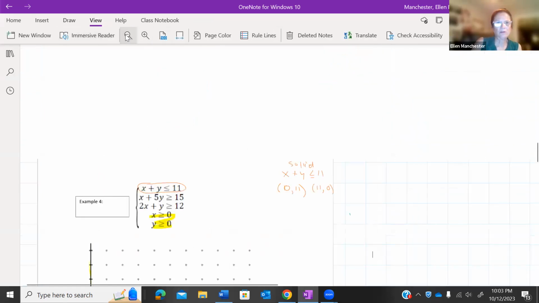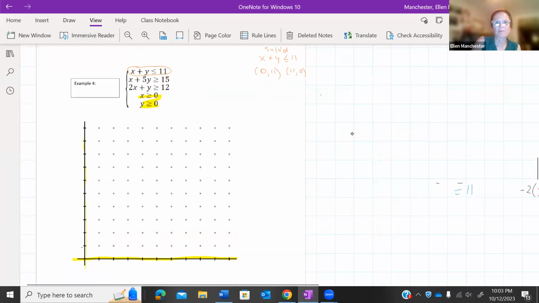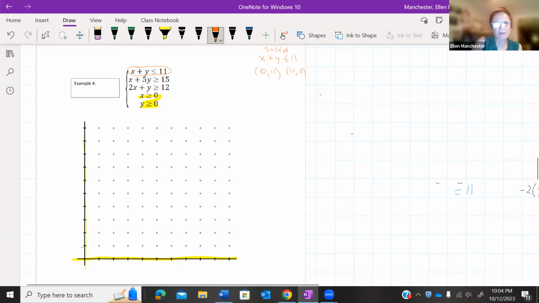I need to make this smaller so I can actually graph it. Okay. So 11 and 11. So we're going to have to go by twos. 2, 4, 6. Let me do this too. 2, 4, 6, 8, 10, 12. So 11 is here. And I'm going to go ahead and write that so it reminds me.